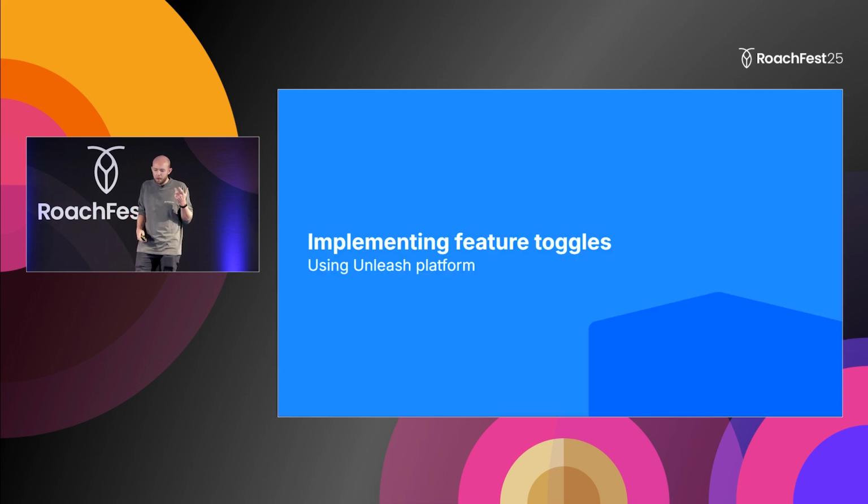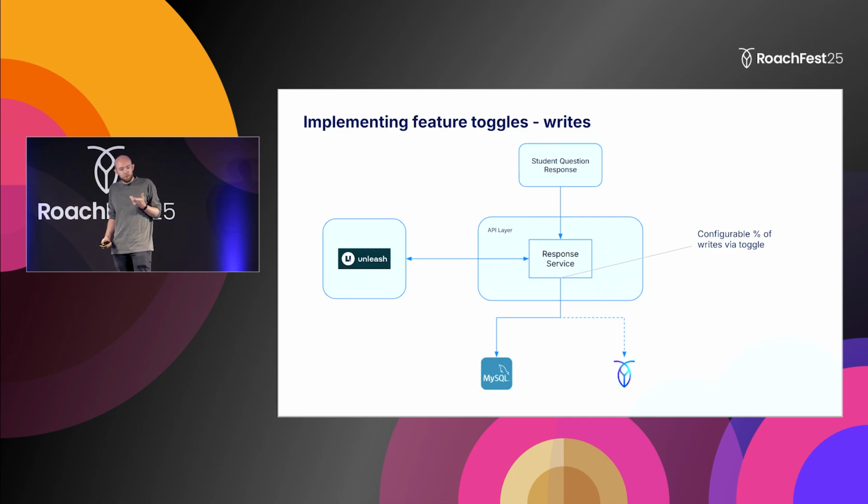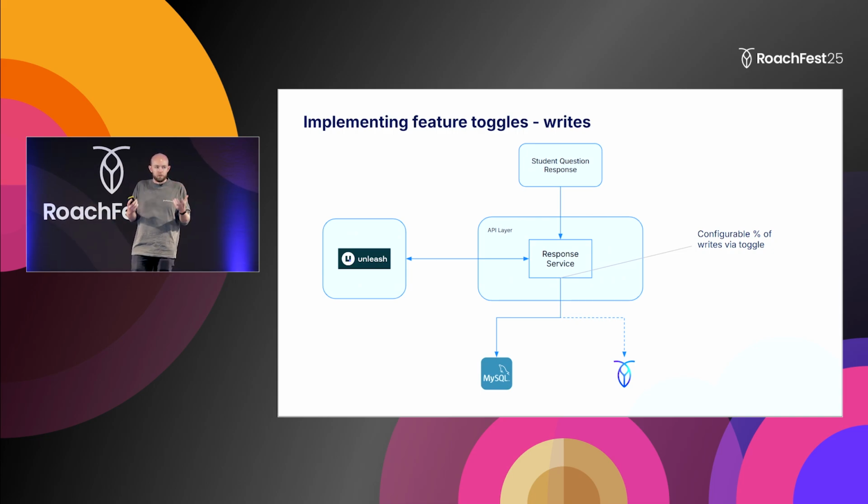The process that we went through for this was implementing feature toggles. We used an open source platform called Unleash for this, but there are lots of others available. The main system diagram for this looked a little bit like this. Students would answer a question on our platform, that would come into our API layer and go into our response service. The response service would then reach out to Unleash and ask whether a toggle was enabled or not, and what percentage of traffic should be sent to either destination.